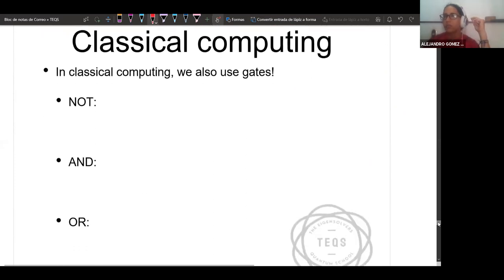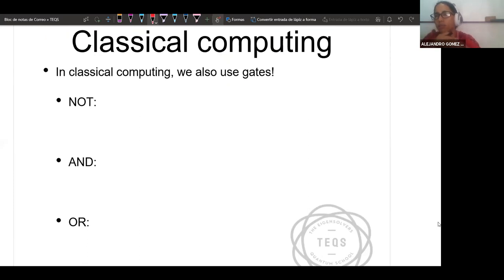Okay, so let's get into classical computing. In classical computing, we also use gates, but those gates are applied on classical bits. The classical bit is built to take two values, 0 and 1, as in quantum computing. But the difference is that in classical computing you do not have superposition, that linear combination that is also an allowed state.